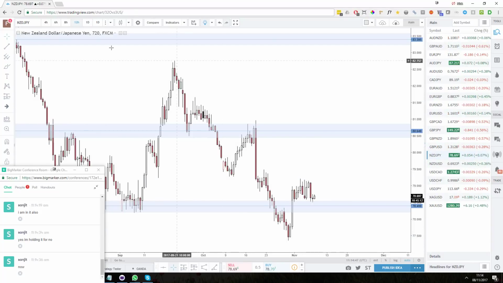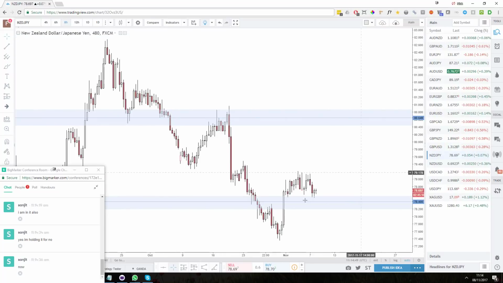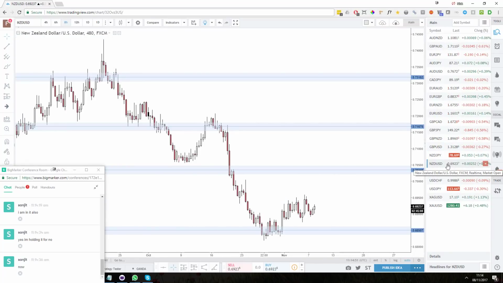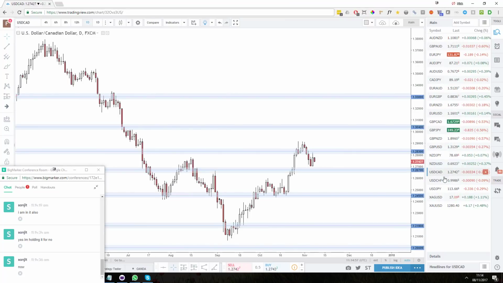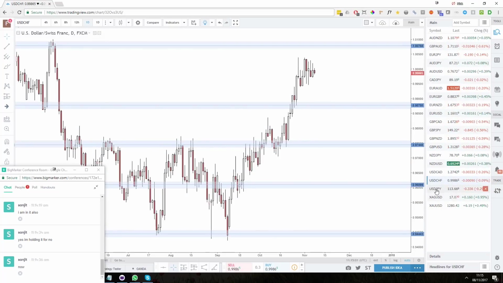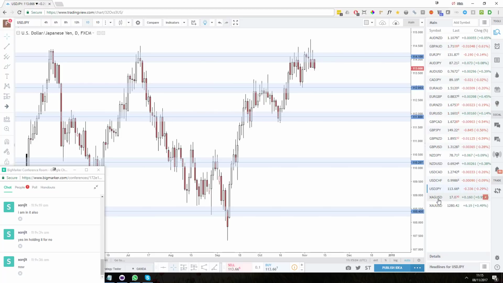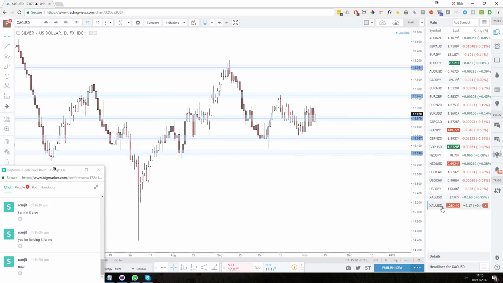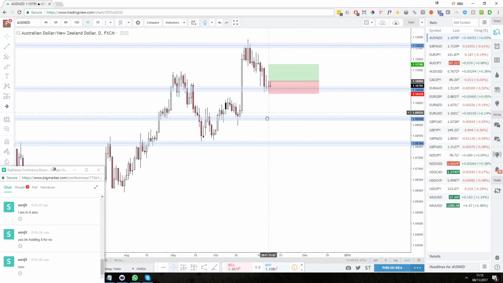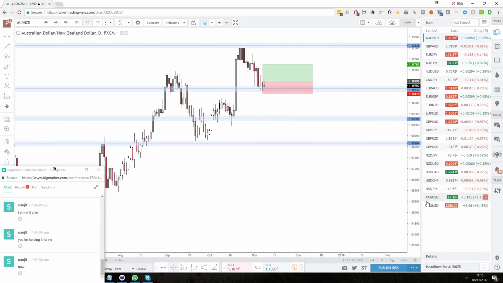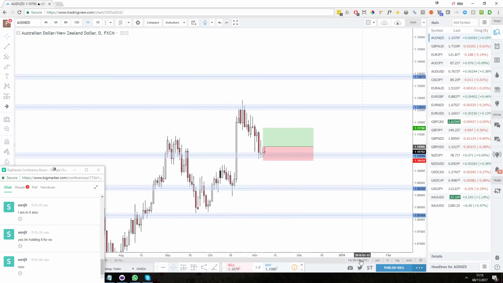Sorry, I just skipped straight past New Zealand JPY, but there's nothing happening there, obviously. New Zealand USD, just heading up from the support area. USD CAD, just in between support resistance. USD CHF, nothing much going on there. USD JPY, nothing much. And gold and silver, nothing much. Okay. So it's a bit of a boring day today, but that's fine.